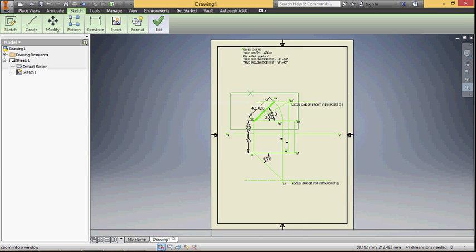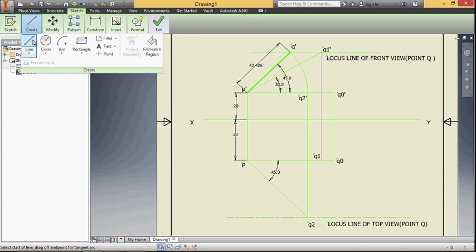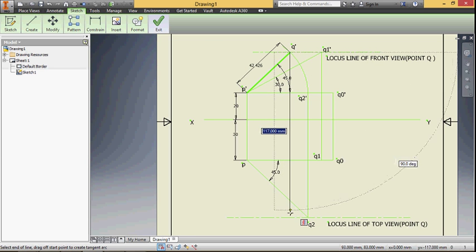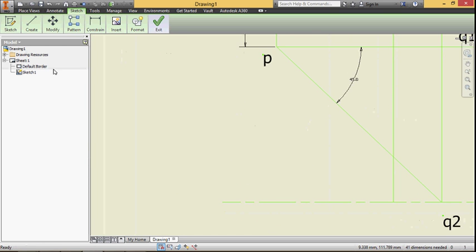Once you get the front view, project the front view. So project Q dash to the locus line of the top view. So that point is called Q.